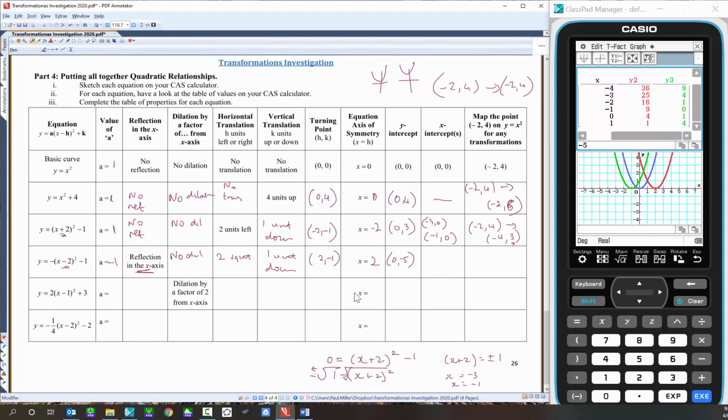The x-intercepts. This is an interesting one here. So there's our original parabola. It gets reflected, moves 2 units to the right and 1 unit down. Our parabola is going to be there. It doesn't have any x-intercepts. Feel free to graph it and check it out. In fact, let's do it.